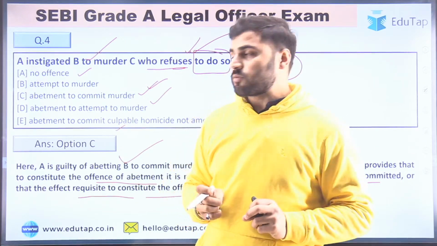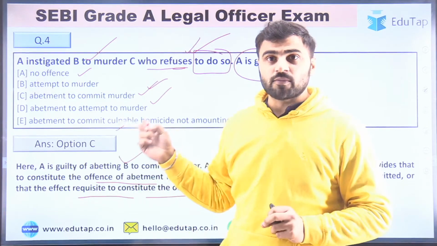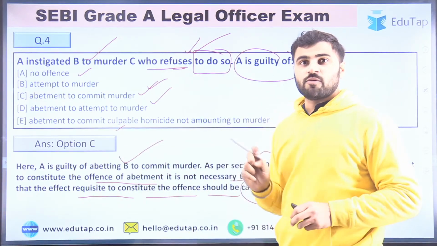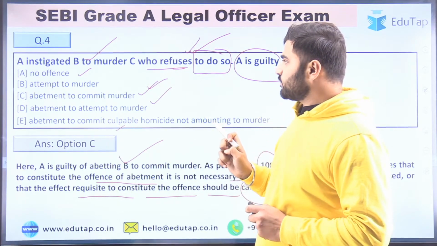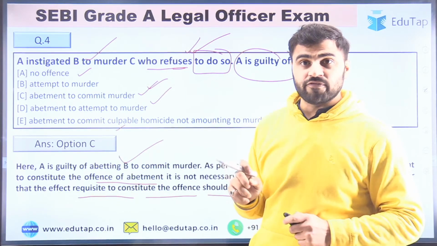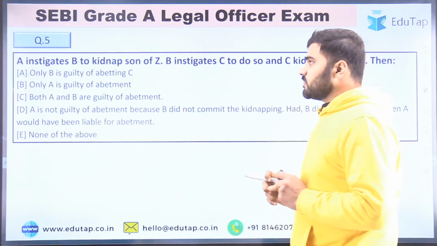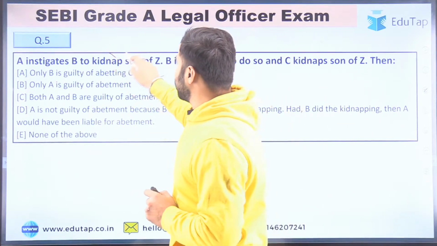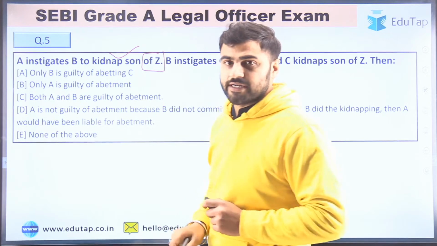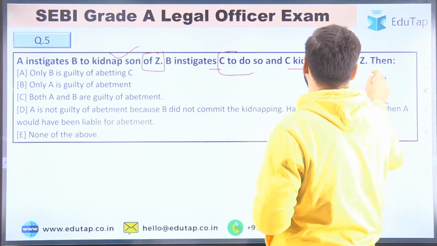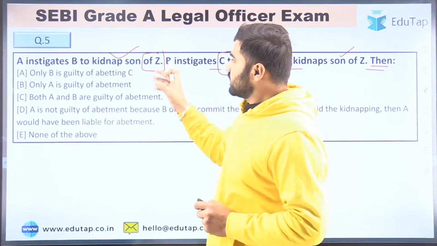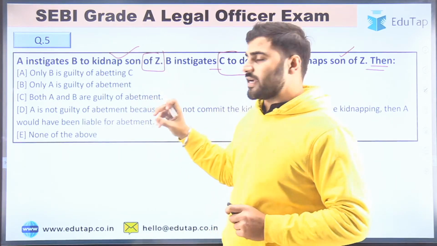So Ranjay is saying option number 4th is the right answer, option number C. Ujjwala is saying correct. Option number C is the right answer for this question, right? Now let's move to the question number 5th. So guys, question number 5th is A instigates B to kidnap son of Z, right? Then B instigates C to do so and C kidnaps son of Z.